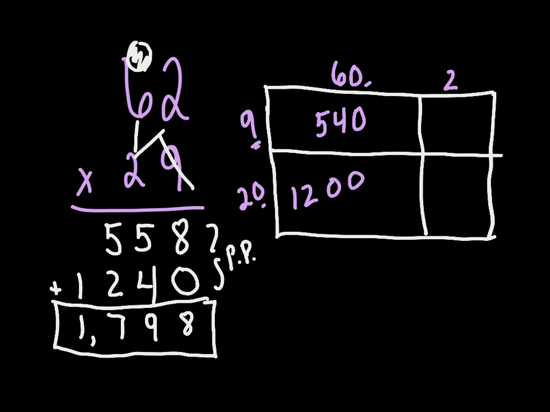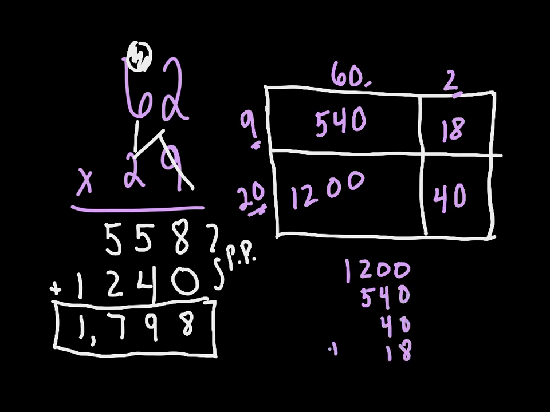Then we're going to do 9 times 2, and that's 18. And then we're going to go 20 times 2. 2 times 2 is 4, and you add on your 0. So here are your partial products. What do we do with partial products? We add them. All right, there we go.